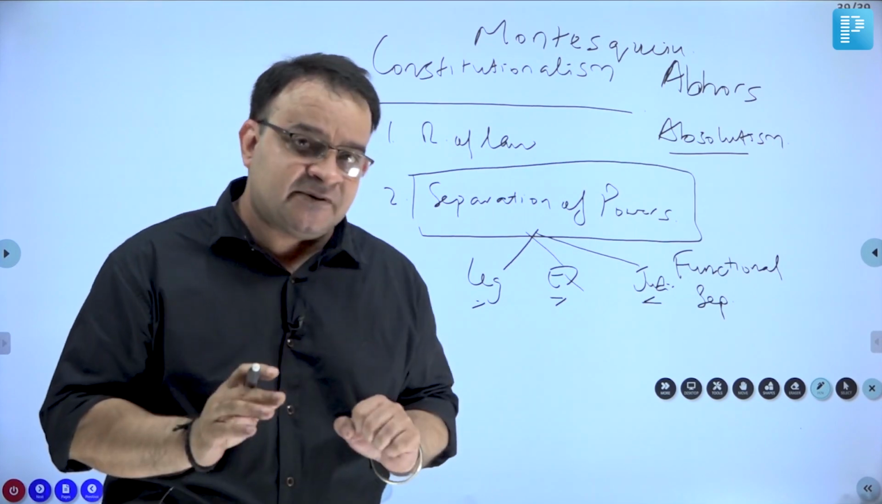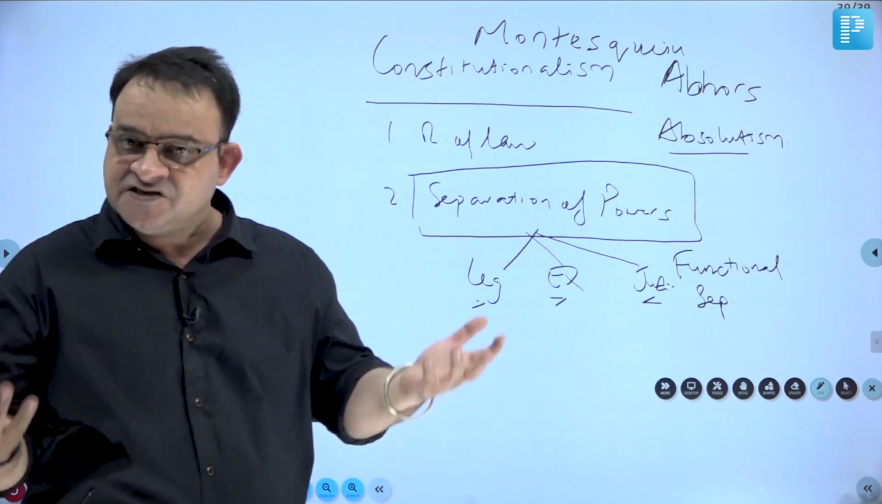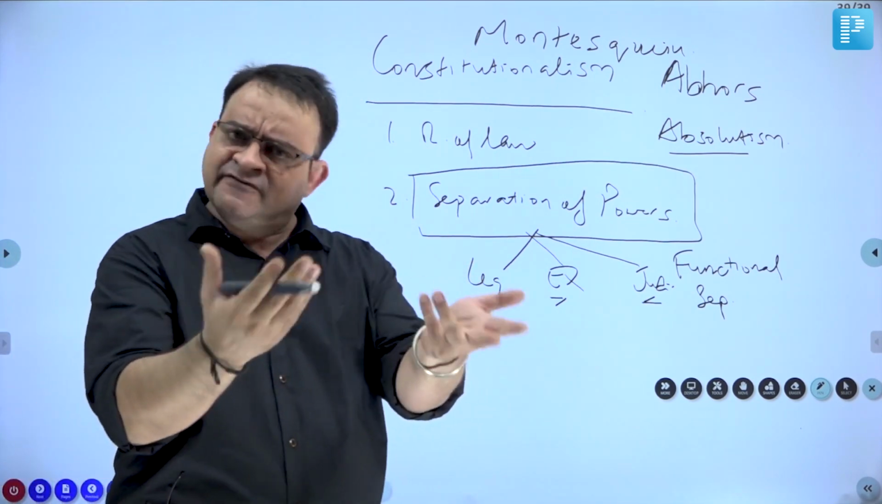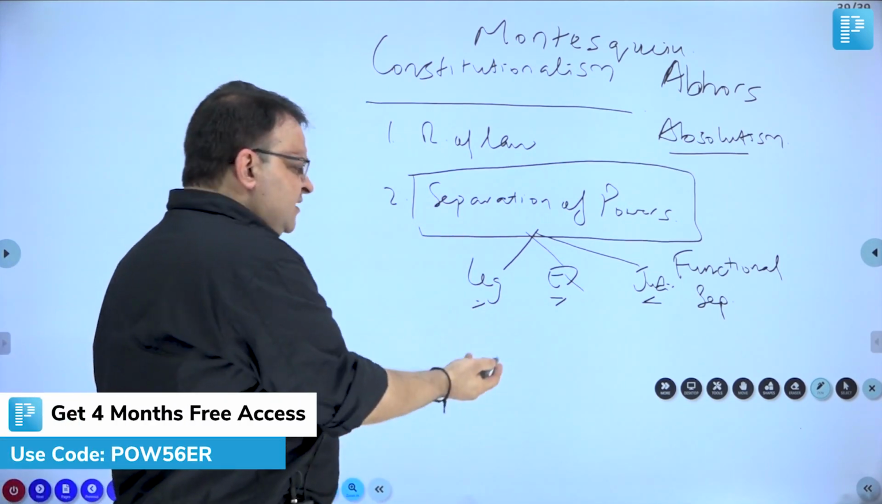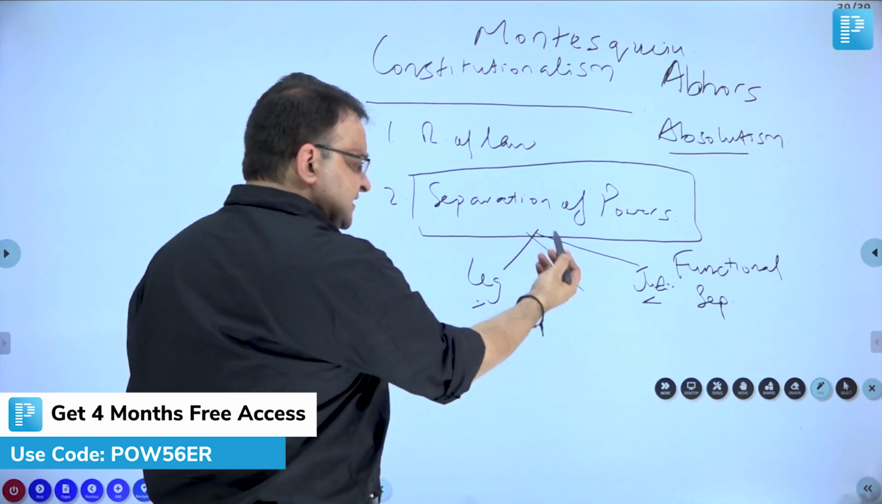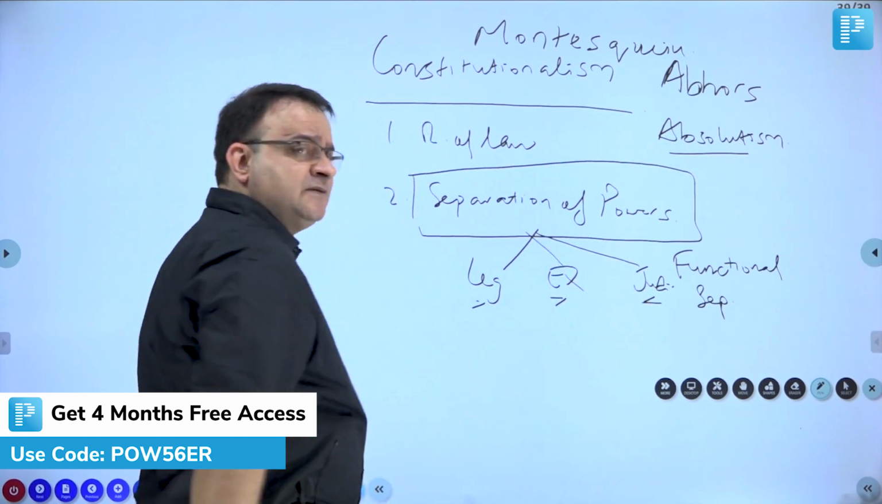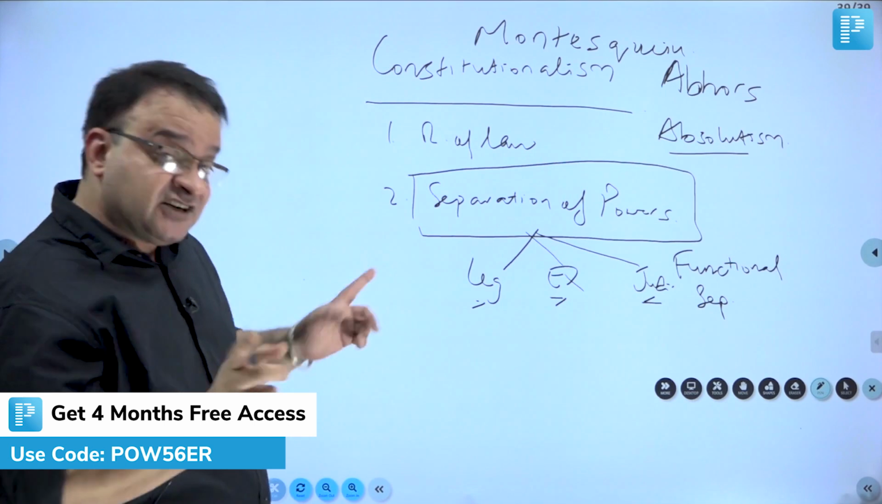Why am I calling it functional separation? Because principally when you talk about the powers of the state or the functions of the state, powers are given to perform functions only. So the principal functions of the state are these only: lawmaking function, implementing function, and judicial function. That's why this is sometimes also referred to as functional separation.